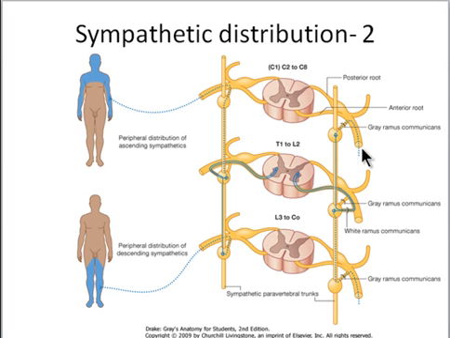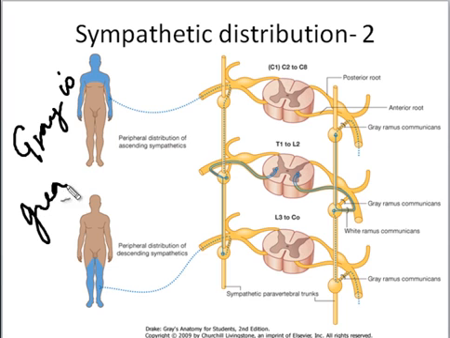The postganglionic fibers will get out through the gray ramus and join the ventral rami and join the dorsal rami. So you can see that you have white rami only from T1 to L2, but all the spinal nerves have gray rami. One way to remember it is gray is greater. So you have more gray rami than you have white rami. All spinal nerves have gray rami, but only T1 to L2 have white rami.